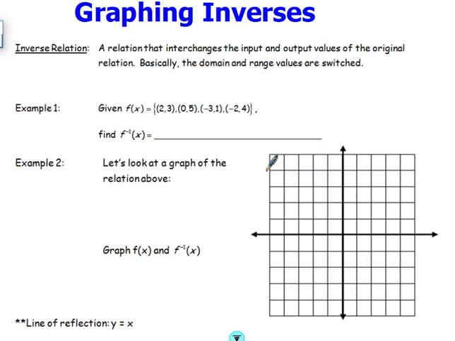We're going to be looking at graphing inverses today. So let's look at the following definition. An inverse relation is a relation that interchanges the input and output values of the original relation. Basically, the domain and range are switched. Another way of thinking about this is that we're going to switch the x and y values.